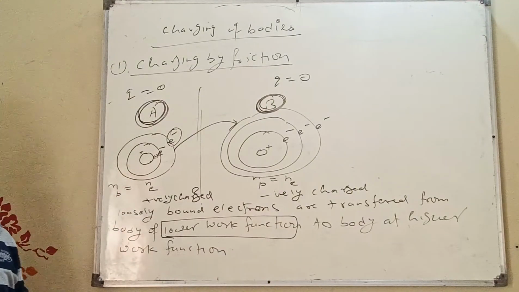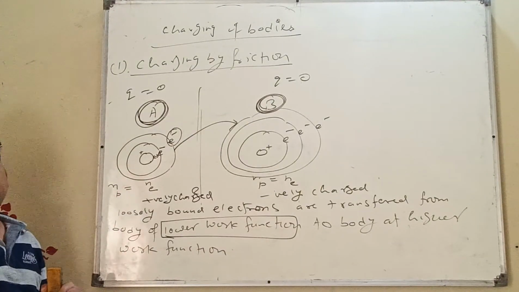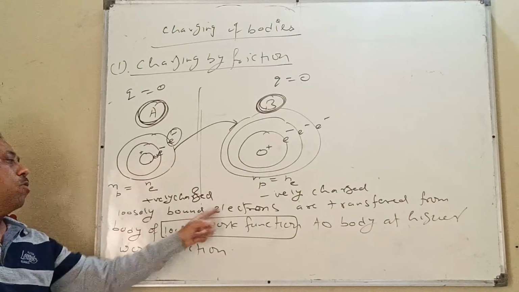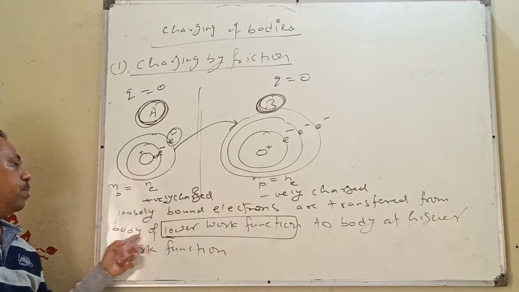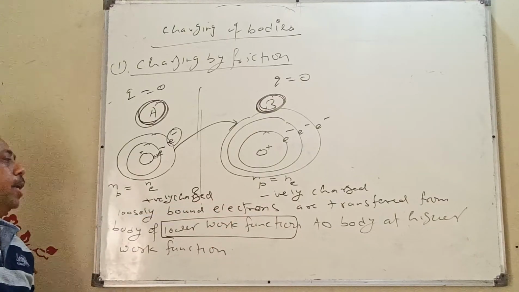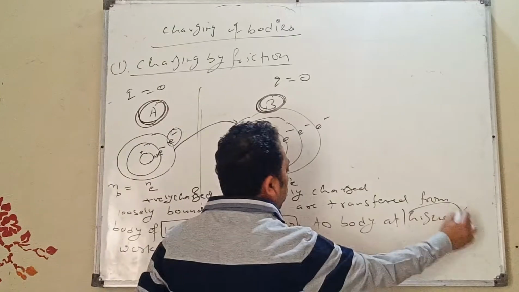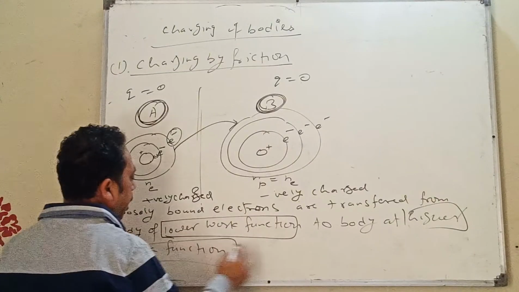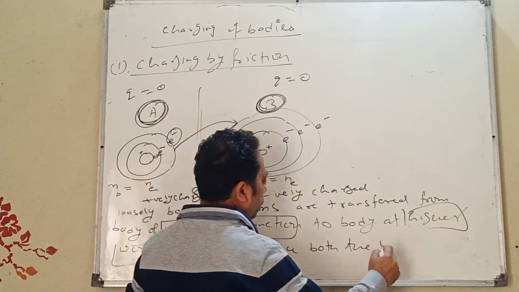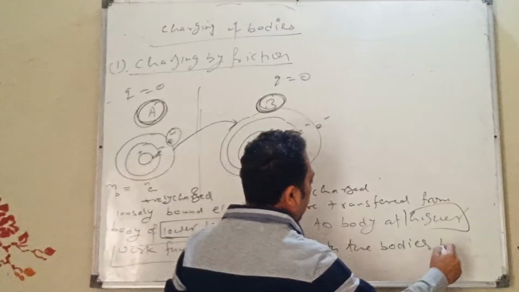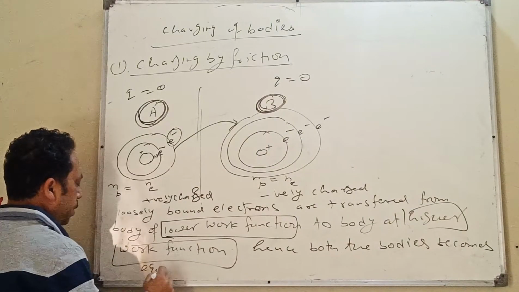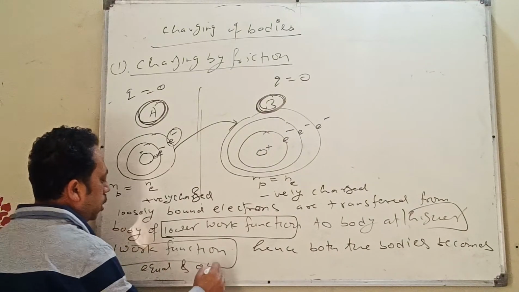So that is called charging by friction. When we rub two bodies against each other, the loosely bound electrons may get transferred from the body of lower work function to the body at higher work function. Hence, both the bodies become equal and oppositely charged.